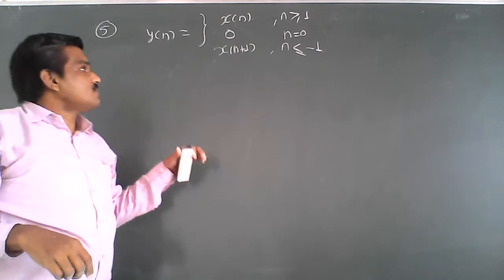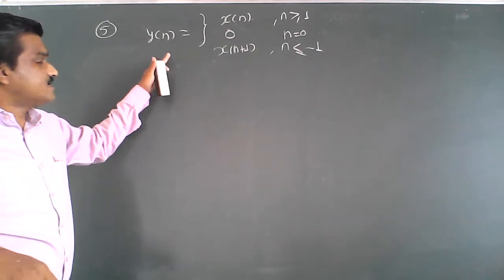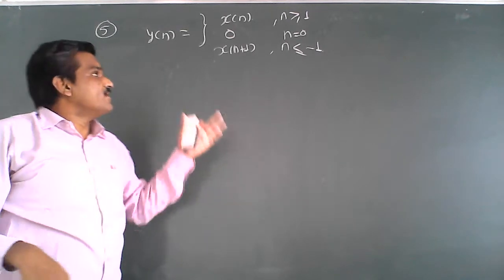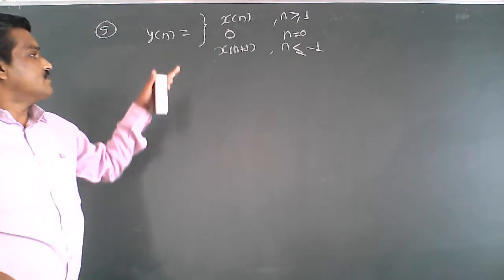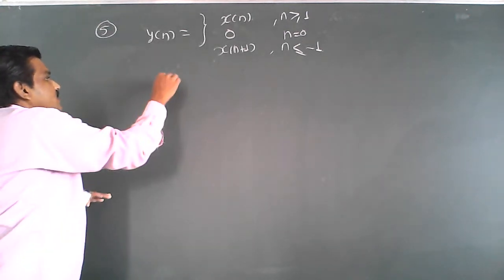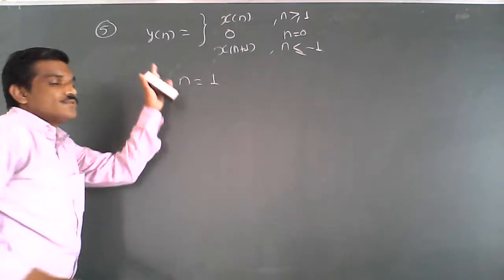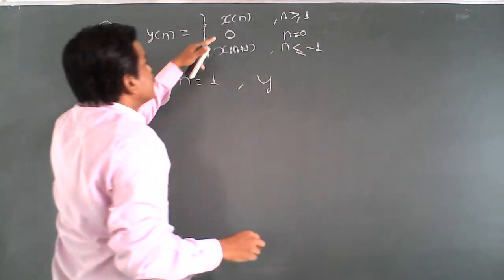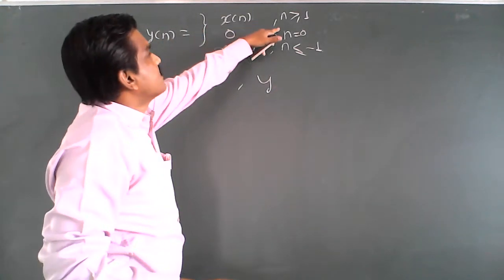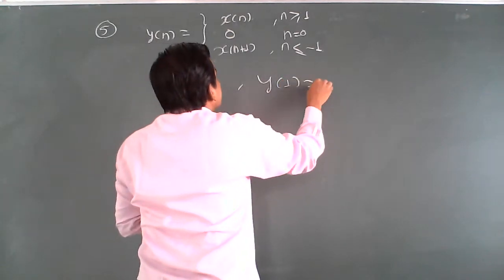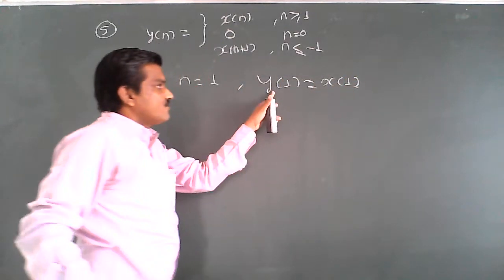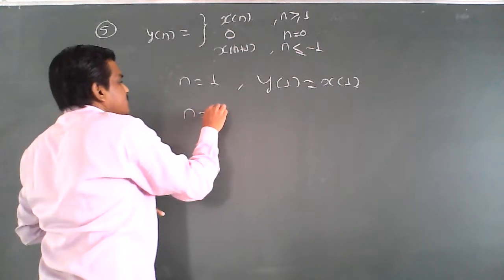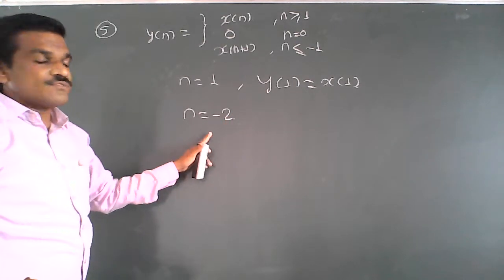Fine. Now we have to check which property this system holds. First we will check for causality and the memoryless property. By looking at the system you can also identify it, but now we will consider the output. When you put n equals 1, y of 1 is equal to x of 1. Also consider n equals, let us take minus 2. So what will you get?